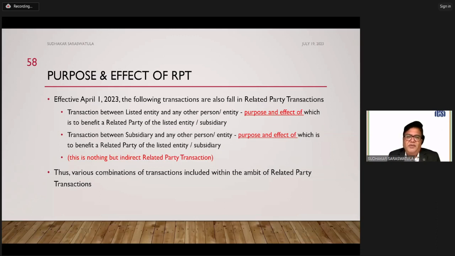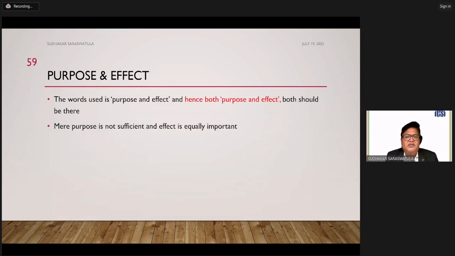The second thing is the transaction between the subsidiary and any other person or entity. Again, the same thing, whether it is the listed entity or the subsidiary doing the same kind of transaction. If the purpose and effect is to give a benefit to the related party of the listed entity or of its subsidiary, definitely that particular transaction is also a related party transaction and they have to comply. So various combinations of transactions are included within the ambit of related party transactions.